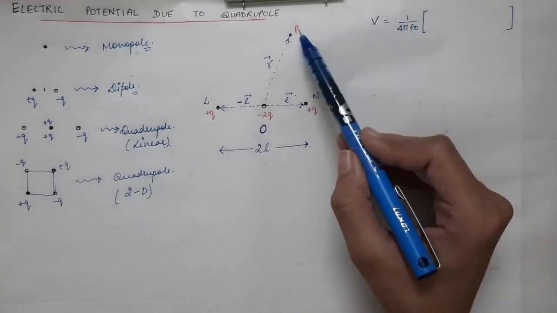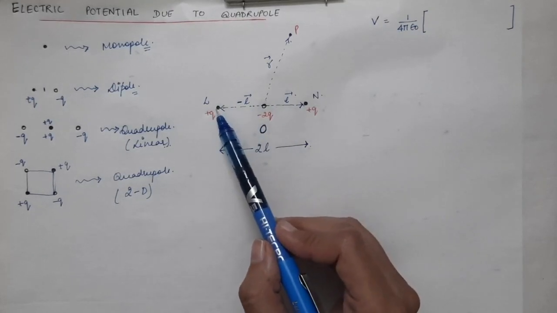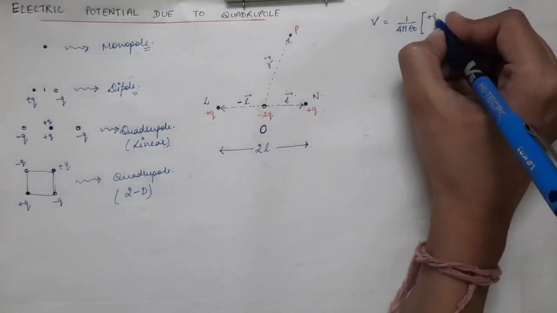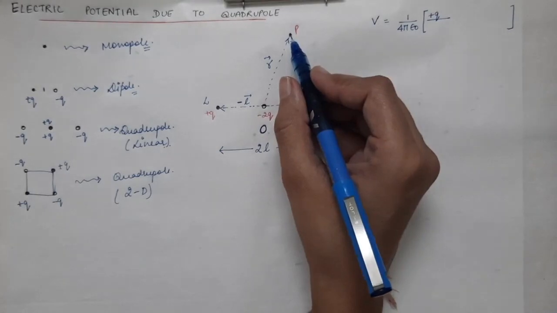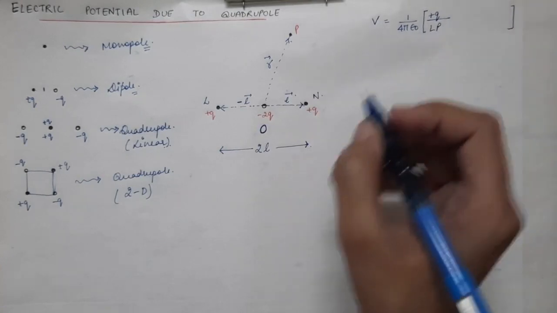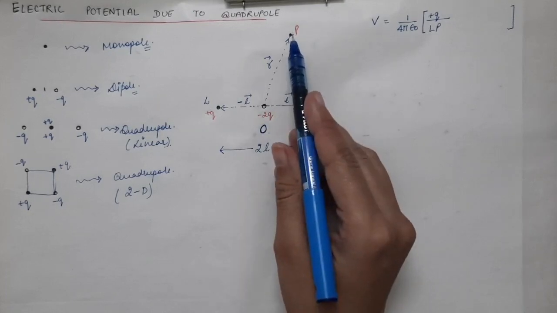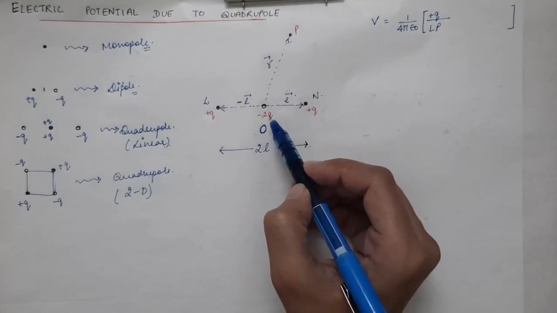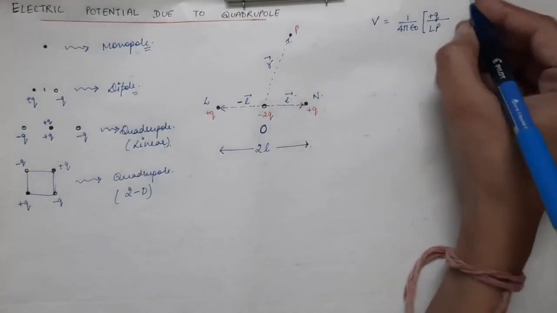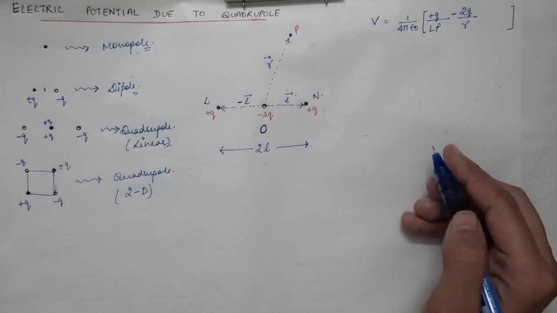So first of all, the potential at point P will be equal to 1 by 4 pi epsilon naught, then if you have plus q, if you are considering this source charge first, plus q divided by the distance of the observation point from the source charge, that is LP. Then I have this minus 2q charge. So the potential at this observation point due to this minus 2q charge will be equal to 1 by 4 pi epsilon naught, minus 2q divided by the distance, that is nothing but R, or I can just write OP.